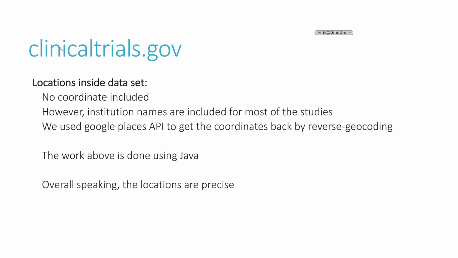The location of this study does not have a coordinate, but it does have the institution name, and we use the Google Place API to get the coordinates back through geocoding. This is done in Java. There's a limitation on how many queries we can issue, so we came up with a memory cache so we don't repeat the queries that we have issued before.